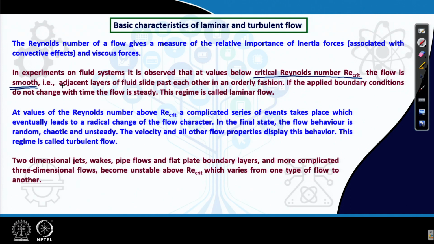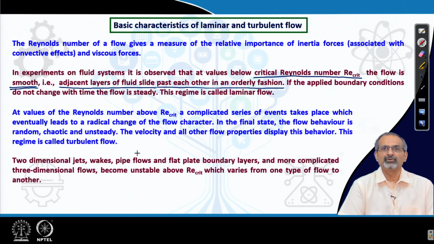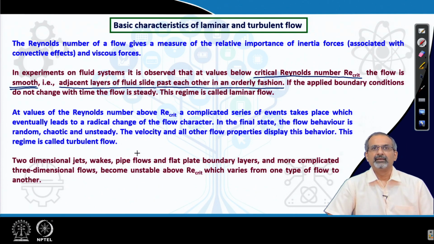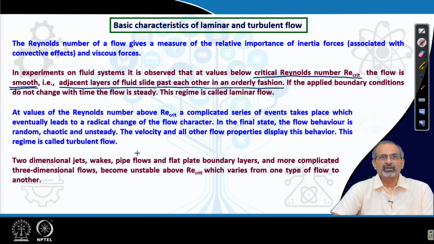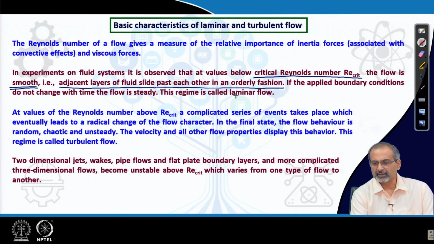What does that mean? It means that adjacent layers of fluid slide past each other in an orderly fashion. That means, if you are looking at the streamlines, for example, they will be very orderly and they will most often remain independent of time. That means the flow is by and large steady. So, if the applied boundary conditions do not change with time, the flow will remain steady, and this regime of orderly flow is called laminar flow.